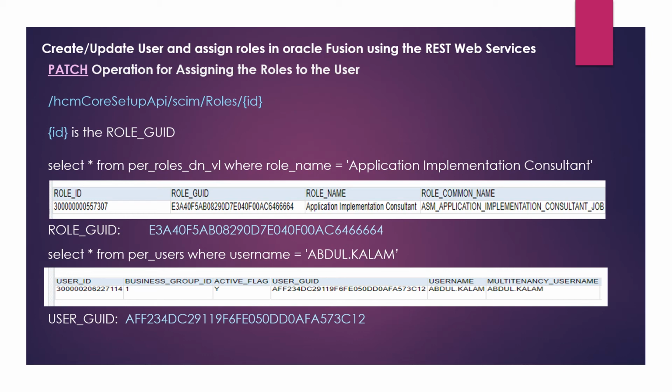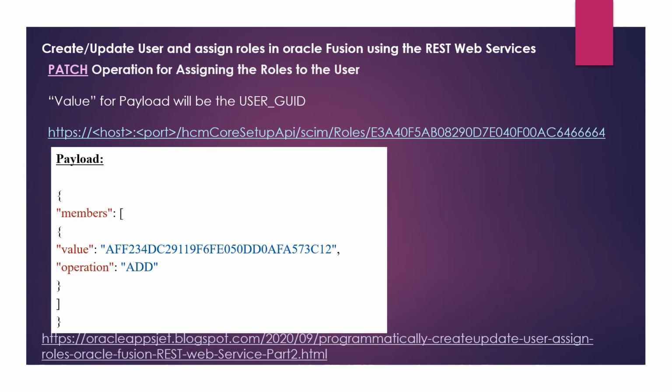The REST service that we are going to use is HCM core setup API slash HCM slash role slash ID. This ID is nothing but the role GUID that you are going to pass. Once we have the user GUID and role GUID, we need to prepare the REST web service URL. For that, you need to prefix the host and port, which is nothing but your environment, and suffix the REST web service with the role GUID. Now you will have the URL ready.